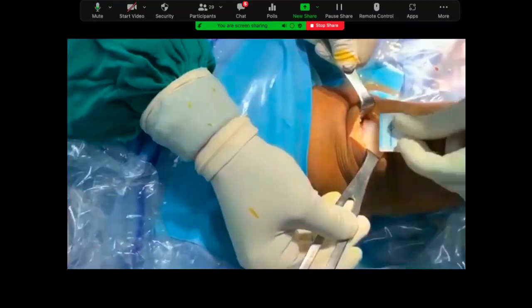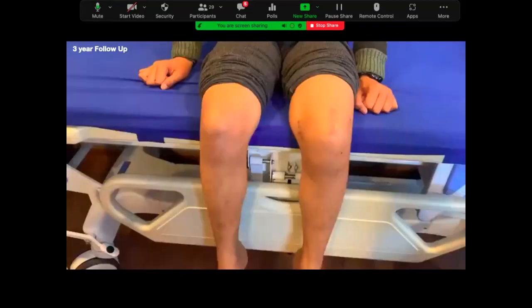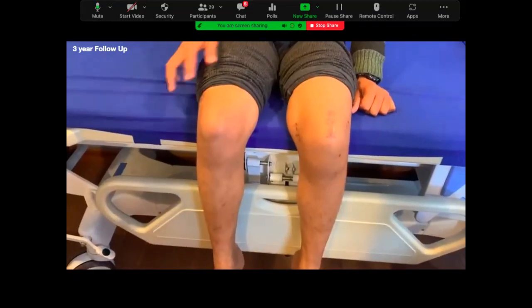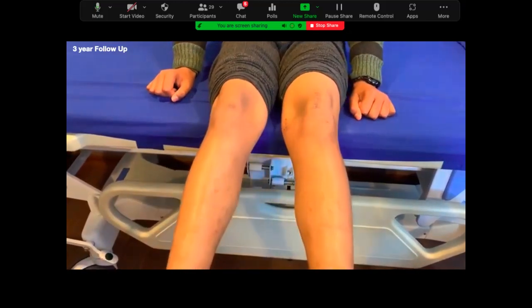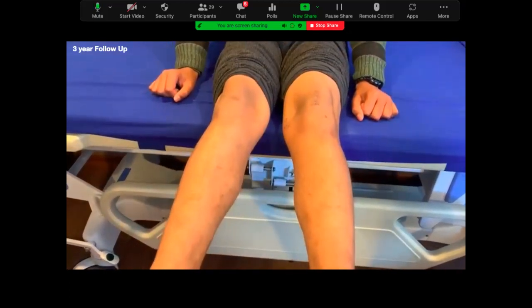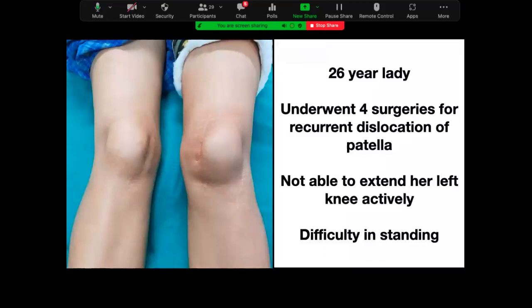I'll not go into the technique of MPFL. And this is after 3 years, the patient is very happy. His patella is not dislocating. He's back to his sports, which is not very regular, but he's playing futsal. He's very happy. Unlikely, another lady, 26-year-old, underwent 4 surgeries for recurrent patellar dislocation.